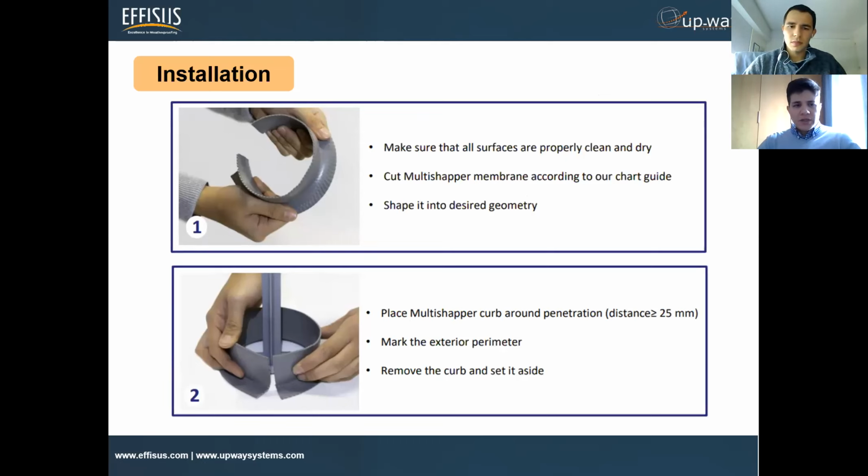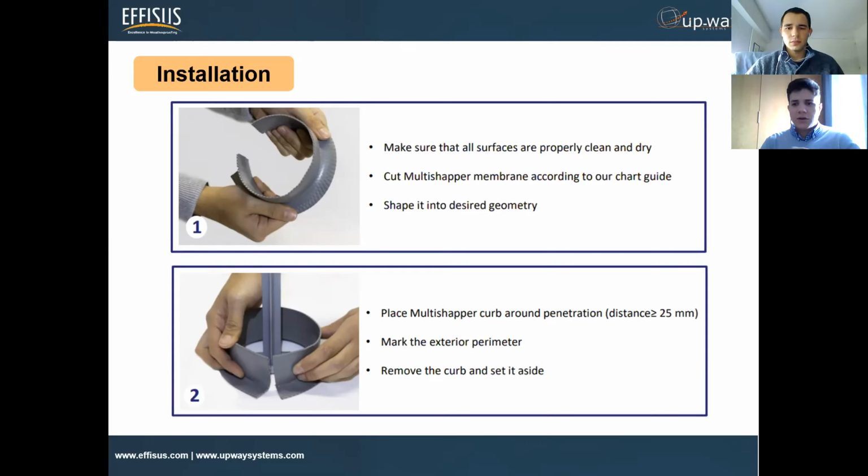As Ricardo was saying, we even provide a ruler that has a quick chart that you can see depending on the diameter of your penetration. If it's a circle penetration, it gives the exact dimension that you need to cut the curb itself. So what we always recommend is to check this chart guide, and once you check it, you see the actual diameter you have.